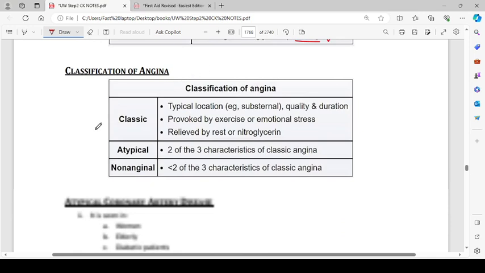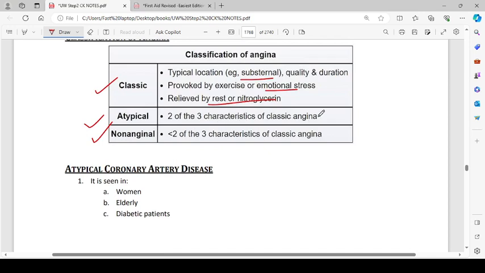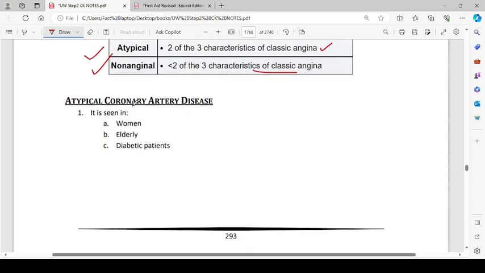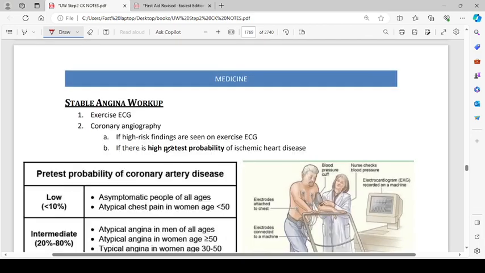Classification of angina: it is classified as 1, 2, 3. Classical angina has typical location, for example substernal, quality and duration, provoked by exercise or emotional stress, and it is relieved by rest or nitroglycerin. Atypical has 2 of 3 characteristics of classical angina, and non-angina has less than 2 of 3 characteristics of classic angina. Atypical coronary artery disease is seen in women, elderly, and diabetic patients.